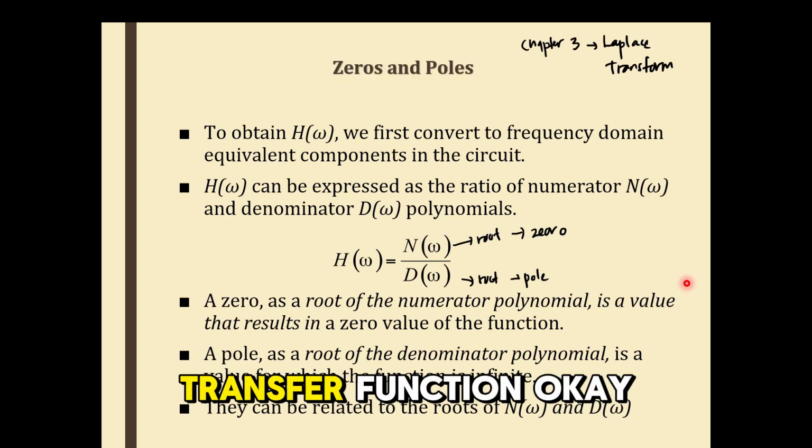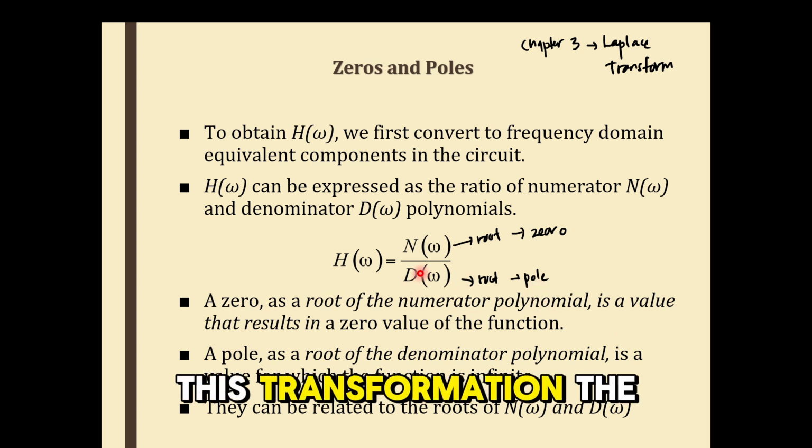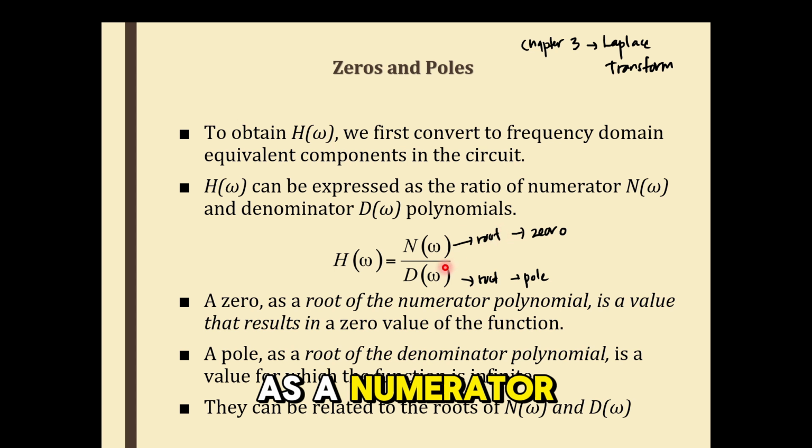In the transfer function, which you also study in your Laplace transform chapter 3, the root of the numerator is known as a zero, and the root of the denominator is known as a pole. Based on this transfer function, the upper part is known as the numerator, and the bottom part is known as the denominator. So their roots are known as zeros and poles.